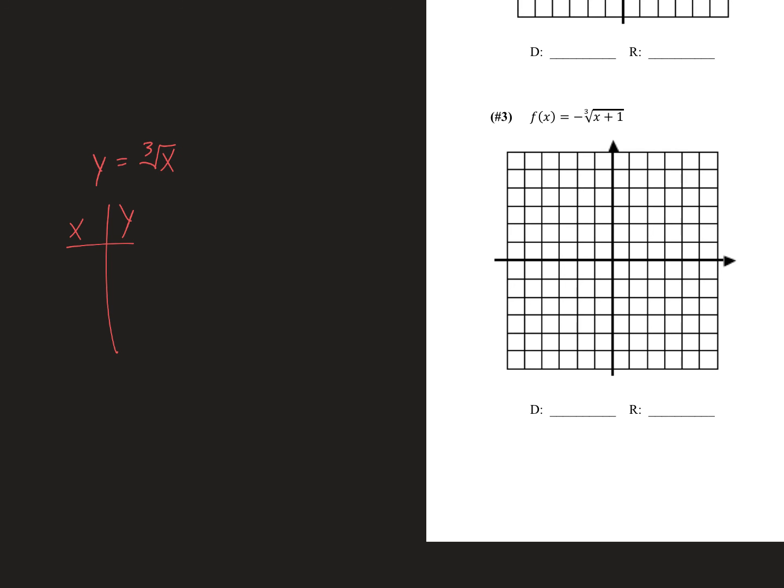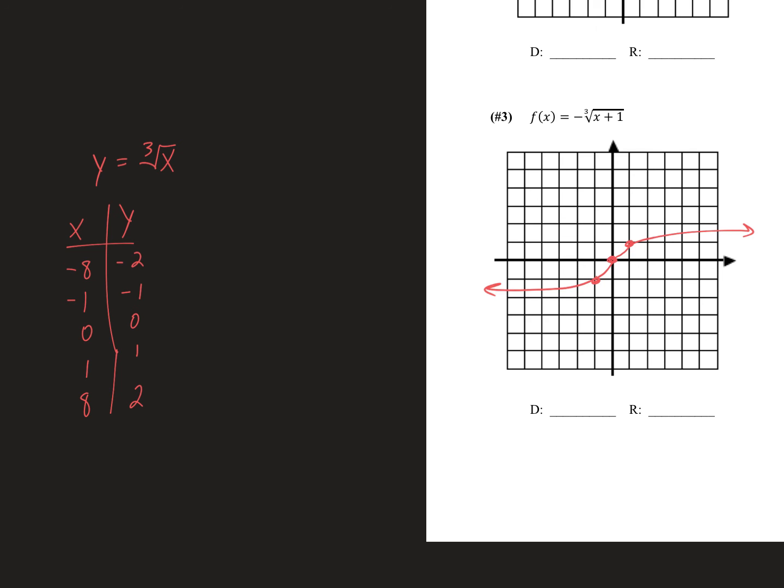For the xy table, the x values are negative 8, negative 1, 0, 1, and 8. Then our y values will be negative 2, negative 1, 0, 1, and 2. So this graph is going to look like this, kind of that sideways snake. I know we didn't graph negative 8, negative 2, and 8, 2, but those just aren't on our graph, but that's okay.